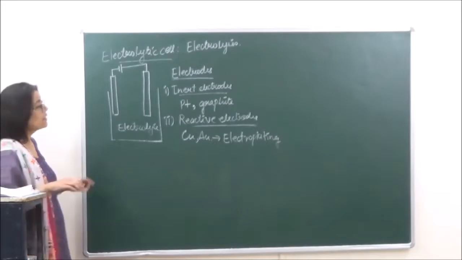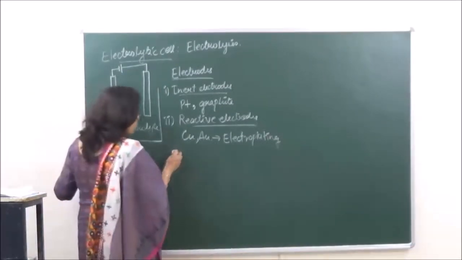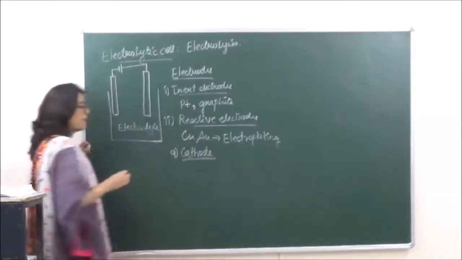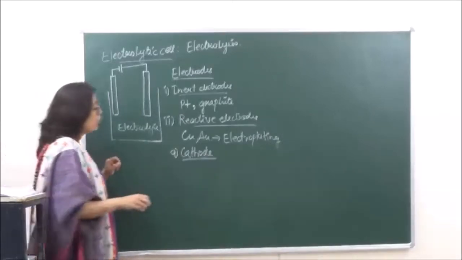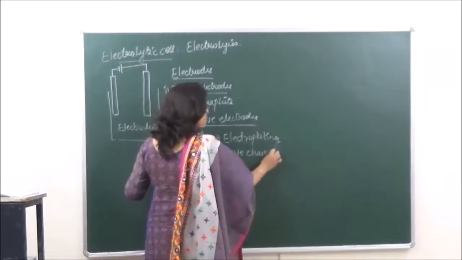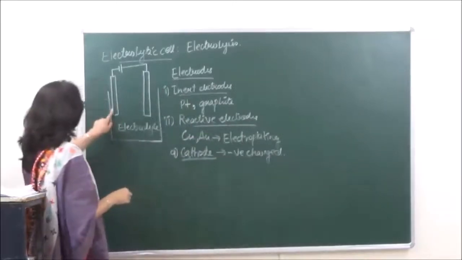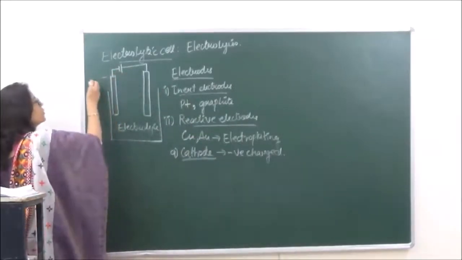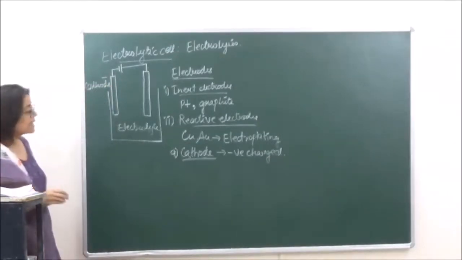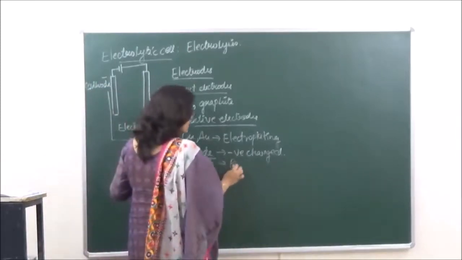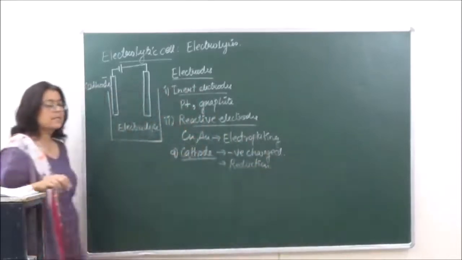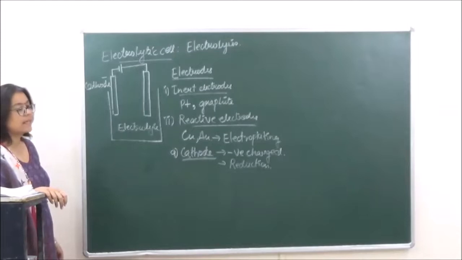Now the electrodes are further of two types. You can see there are two electrodes. One electrode is known as the cathode. The cathode is the electrode which is negatively charged. If you look over here, this is the negative charge, so we say that this is the cathode. At the cathode, reduction always takes place. That is, addition of electrons takes place at the cathode.